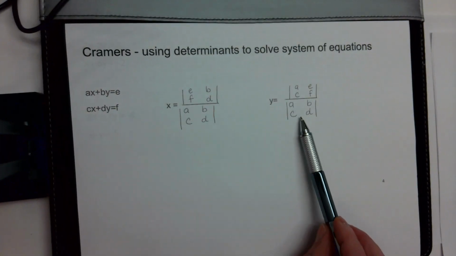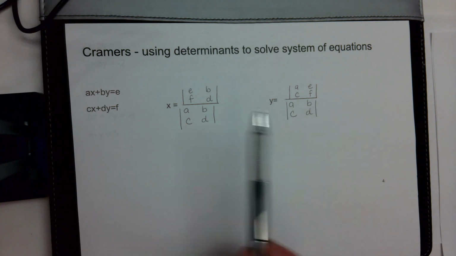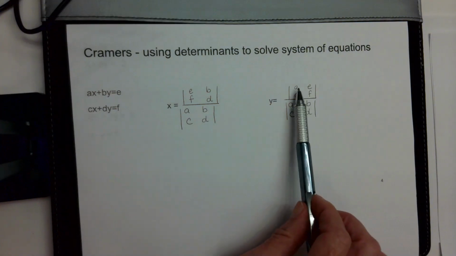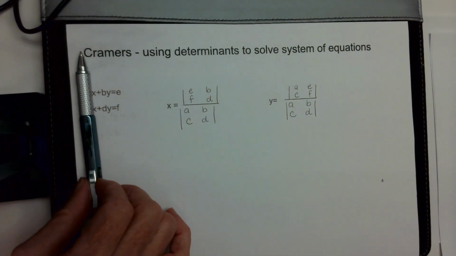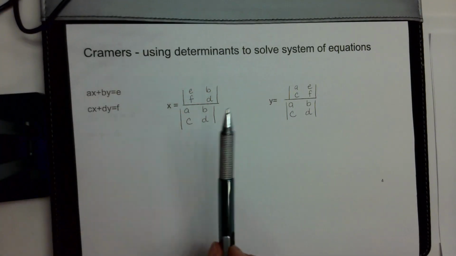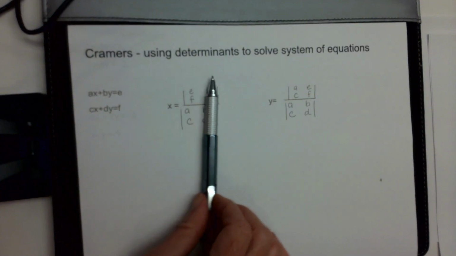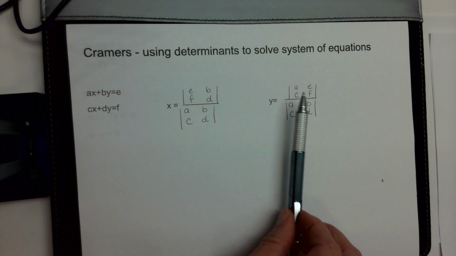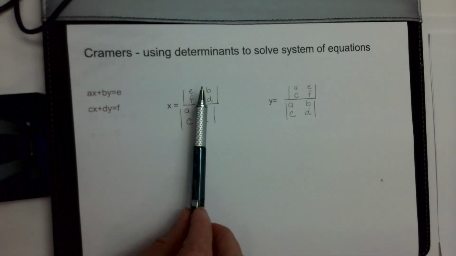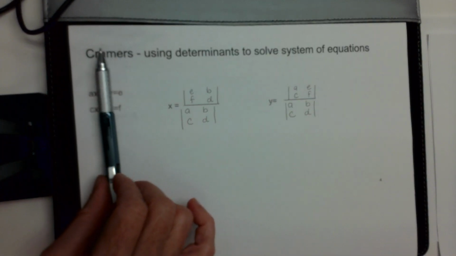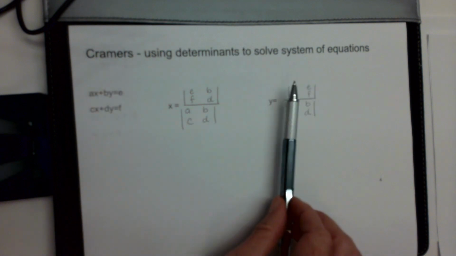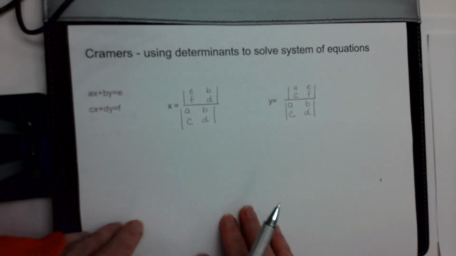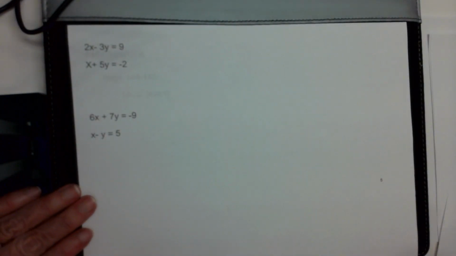The bottom of the y is the determinant of the same thing, a, c, and b, d, but the top now is the first and the last. So the bottom is first and second, if you're looking at the columns here, first and second, and then the top of the x is last and middle. The top of the y is first and last. So let's do one so this makes more sense.